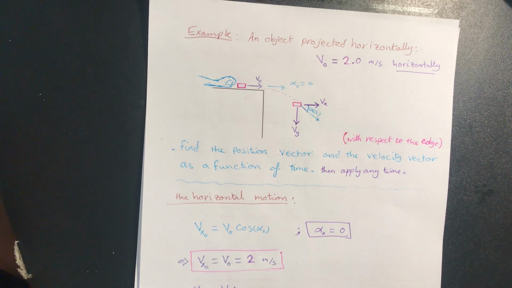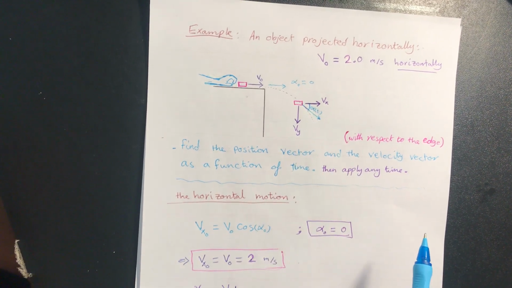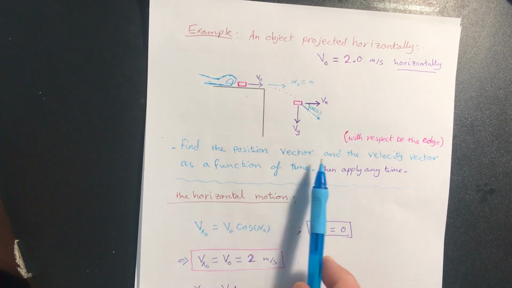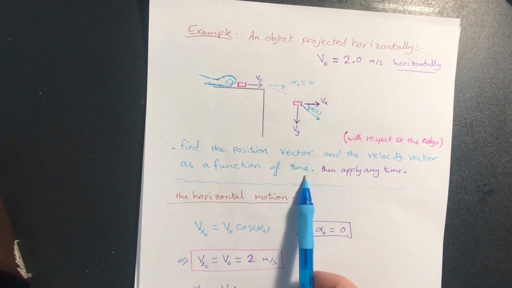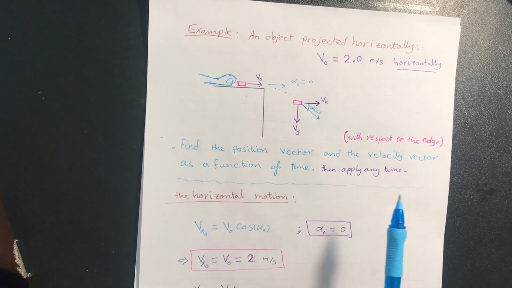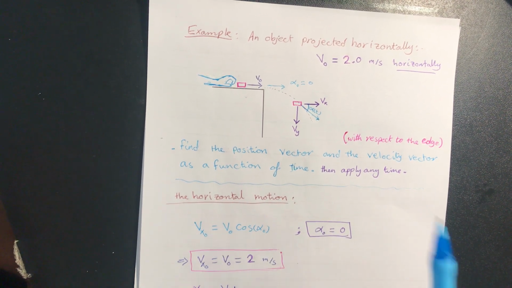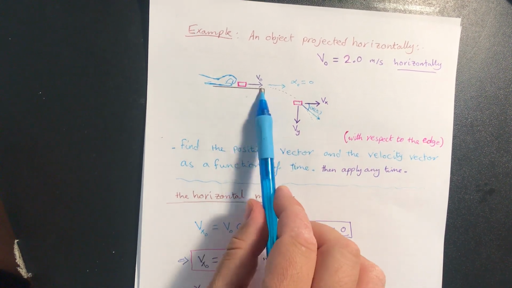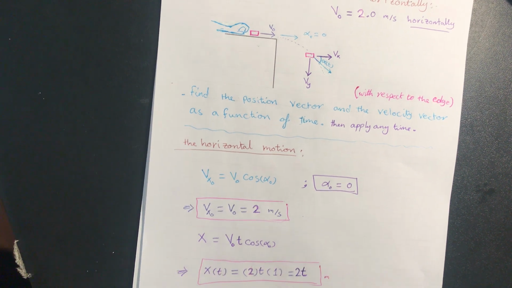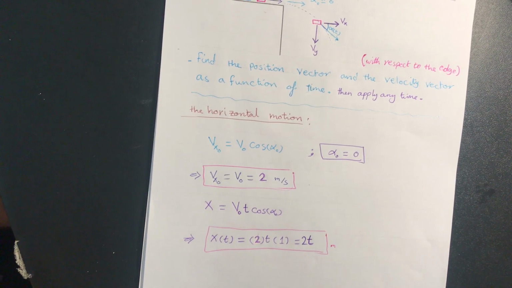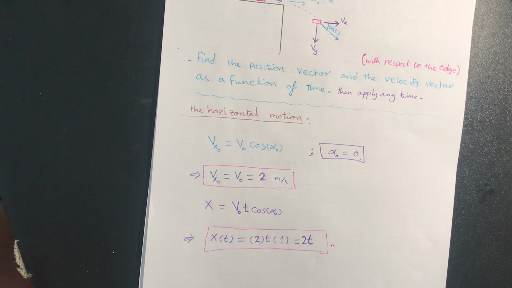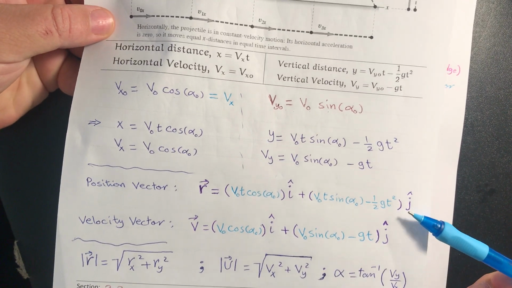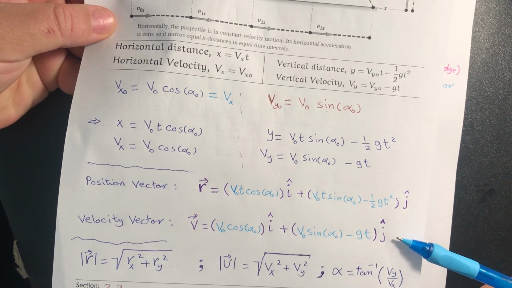In this case, we have two components, Vx and Vy. We need to find the position vector and the velocity vector as a function of time. Then we can apply any time. We can put 2 seconds, 3 seconds, as we like. And we need to find that with respect to the edge. Okay? Now, we need just to use these equations and find the position vector and the velocity vector.